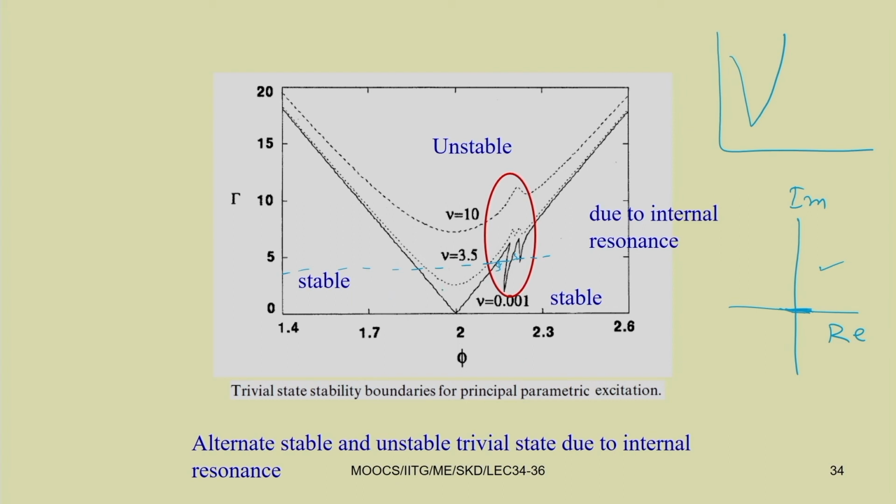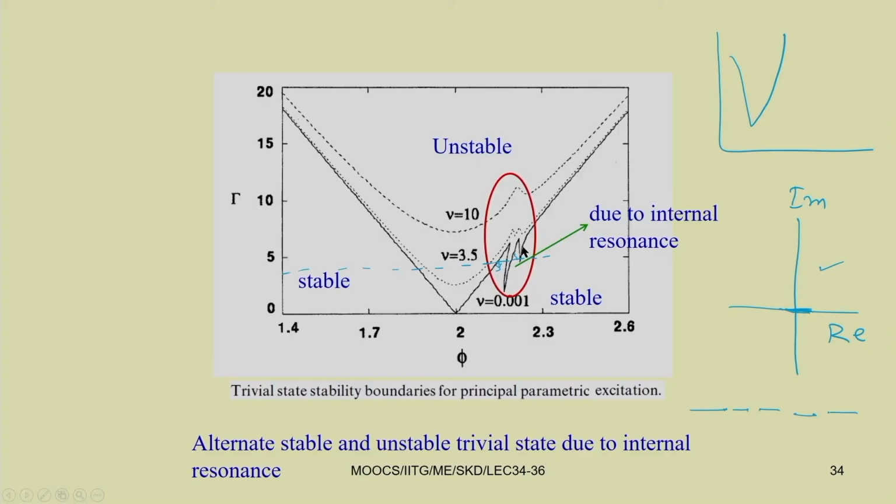So, due to the presence of this internal resonance, you can observe multiple stable and unstable regions. That means in the trivial state, you can find multiple bifurcation points which will be the root of the non-trivial state. So, there are multiple points which will give rise to the non-trivial state. After knowing this instability region, one can plot this. You just see, this part is due to this internal resonance condition.